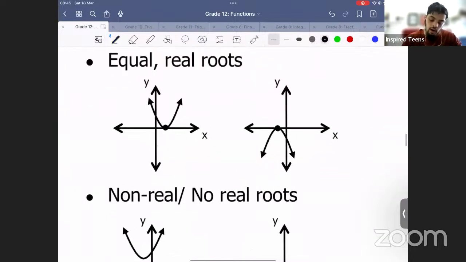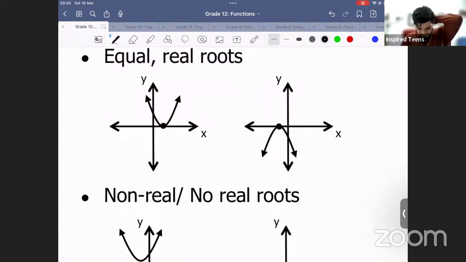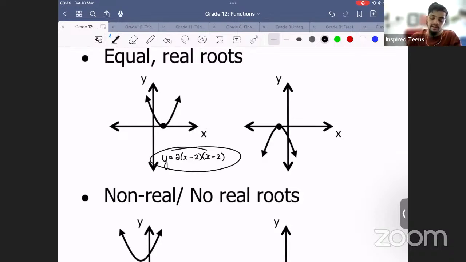Also to note, the equation would look something like this. y is equal to a, let's say, x minus 2, x minus 2. In this case, this is x-intercept form, they'd have two of the same factors. So it's basically like x minus 2 squared. That could also work, right? So they have two of the same factors.